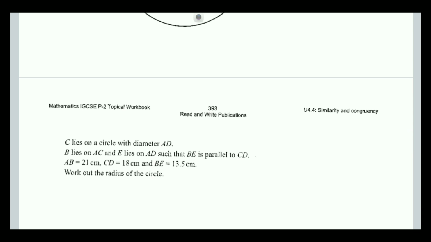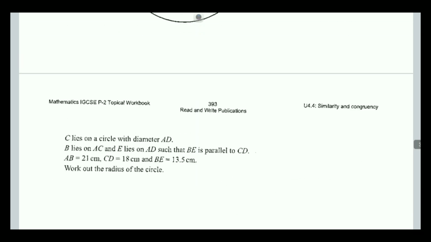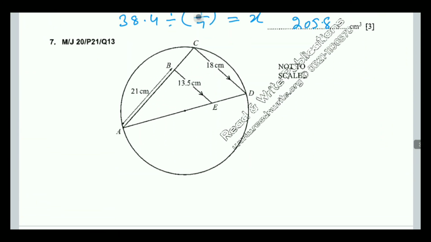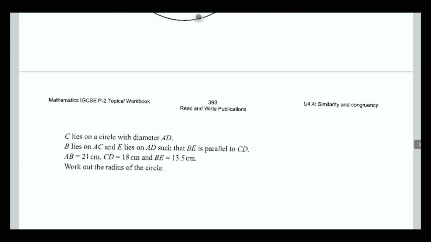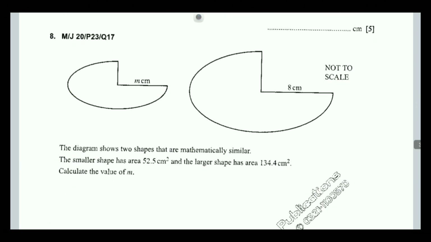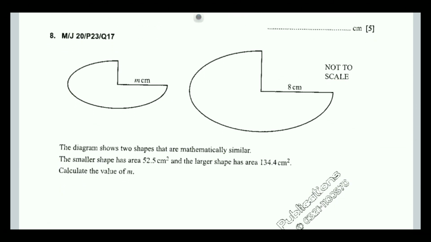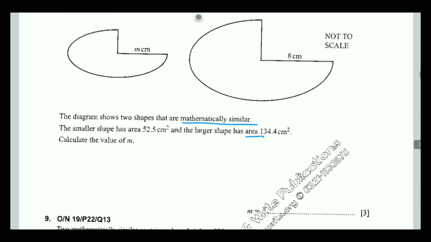Question number 8. This is a question of circle properties, or you can say trigonometry is used in this question, so we will use it when we cover that topic. Question number 8. Again, the diagram shows two shapes mathematically similar. So it is a mathematically similar shapes question, and area. So we will use the formula of area. Area 1 over area 2 is equal to length 1 over length 2 whole square.